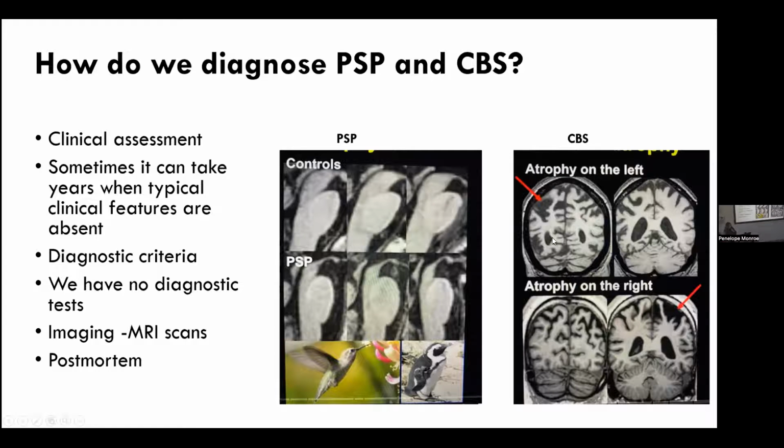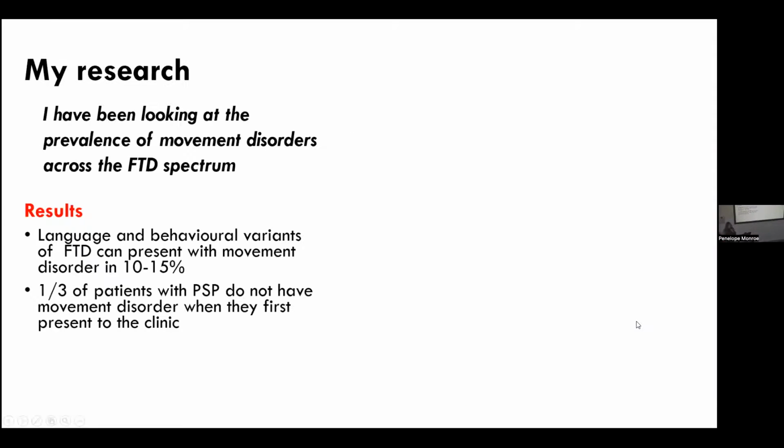In corticobasal syndrome, these are the parietal lobes here, and you get atrophy or shrinkage of one side classically, but we often see variations to this. So that's what we're seeing on the scan. This left side is thinner than the right side, although both are equally damaged, and the same with the right. So we can use those.